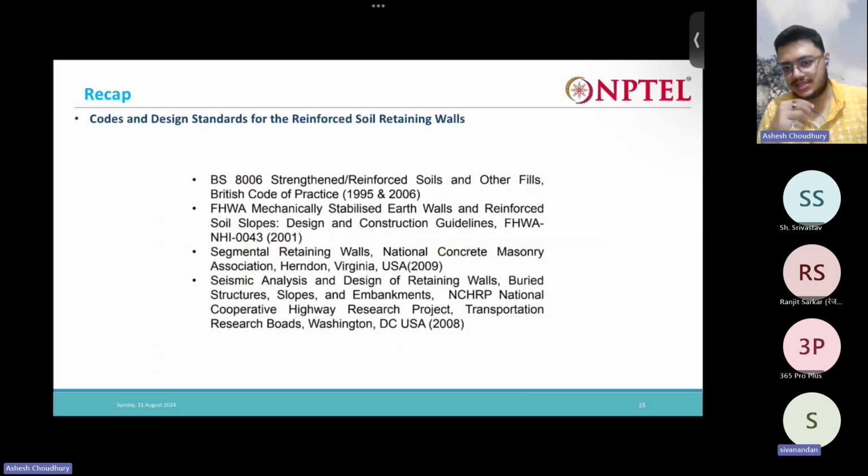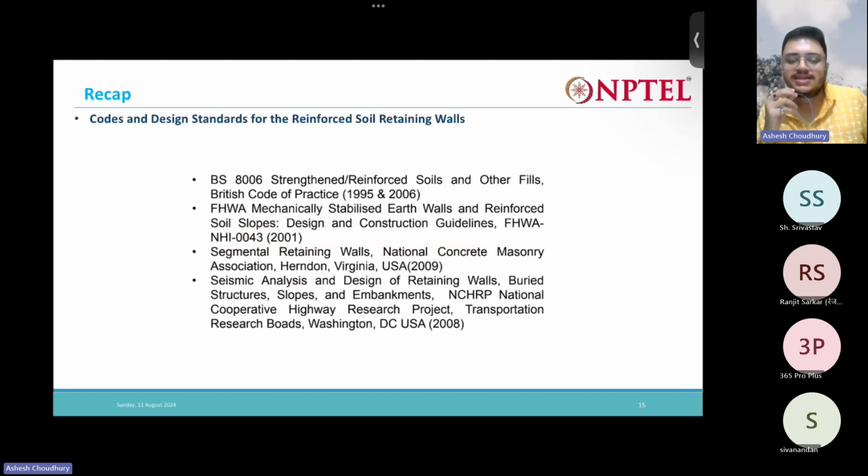Now codes and standards. There are various codes and standards available which guide us, giving us certain rules following which we need to construct these reinforced soil retaining walls. There are many codes and design standards available. Two of the most common and widely used standards are the BS code, that is British Standard 8006, and the FHWA standard, that is the Federal Highway Administration, USA. These two standards are generally used in practice.